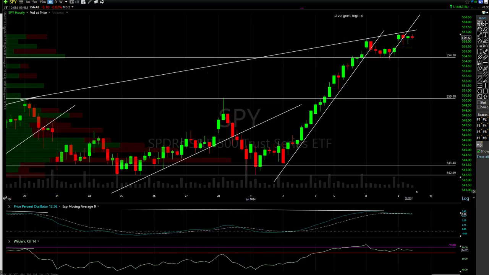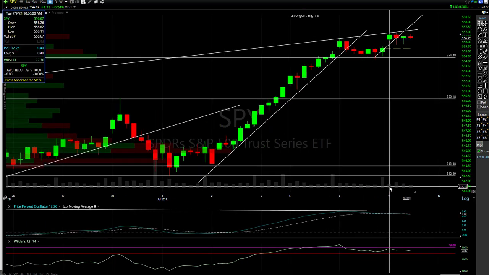So here's a good example. In the reply, before we had broken out, I said, yeah, that's what you want to see. And you probably can't see it, I have my volume bars turned down. I don't like a busy screen. That was a very low volume candle there. In fact, it was the opening candle.